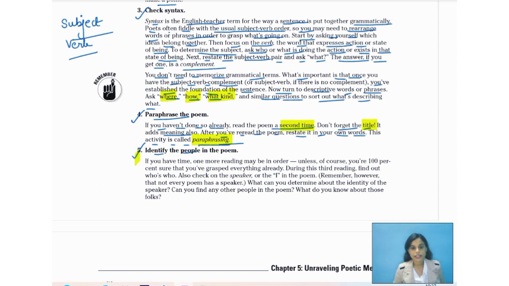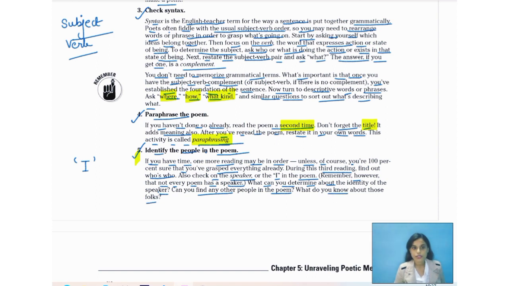Next is identify the people in the poem. Now, if you have time, one more reading may be in order, unless, of course, you are 100% sure that you have grasped everything already. Now, during this third reading, find out who's who. Also, check on the speaker or the I in the poem. If there is an I in the poem, check who this is. Remember, however, that not every poem has a speaker. What can you determine about the identity of the speaker? Can you find any other people in the poem? What do you know about those folks?